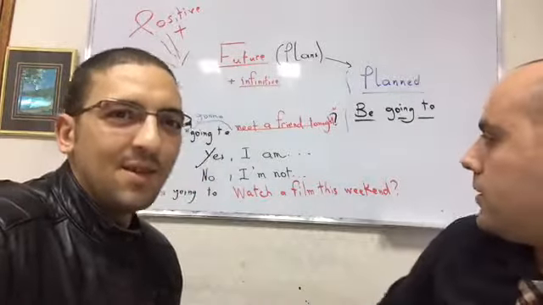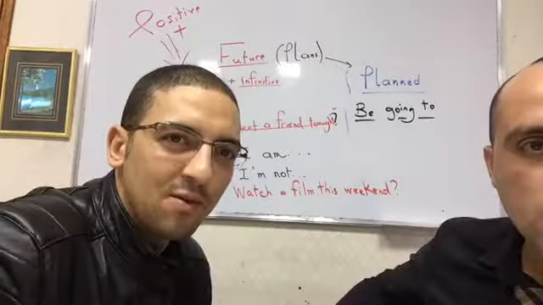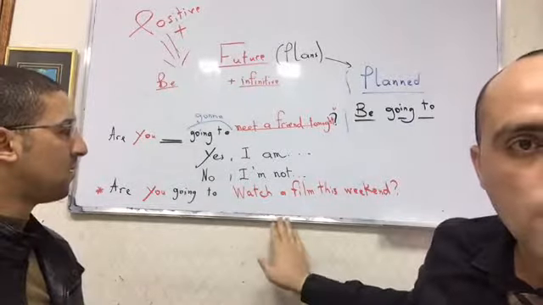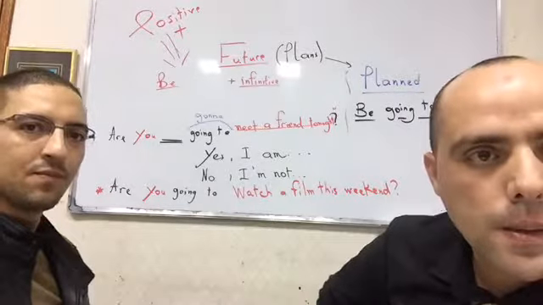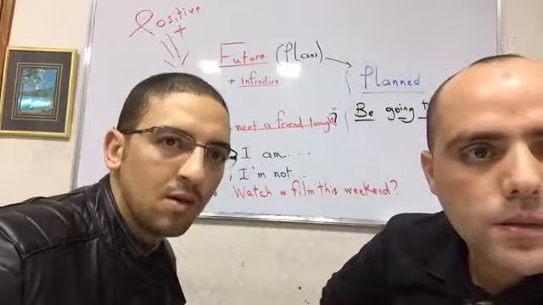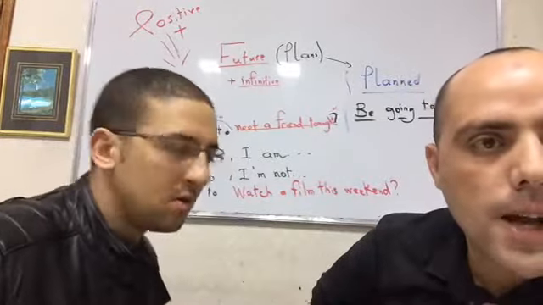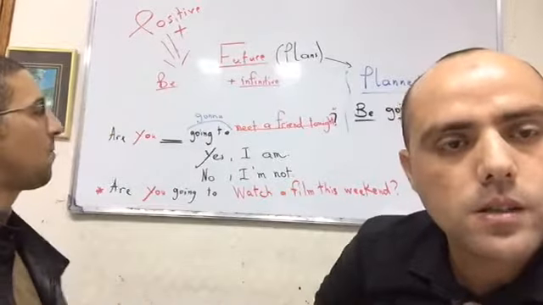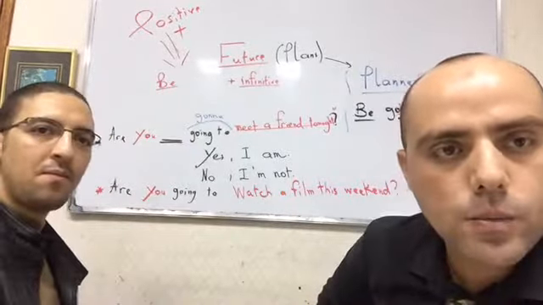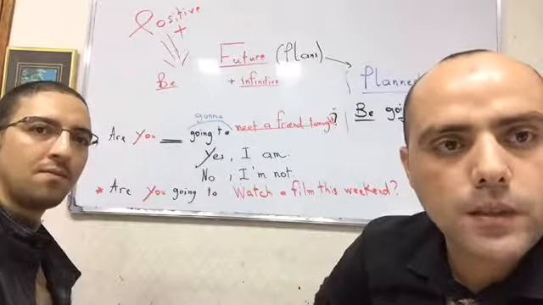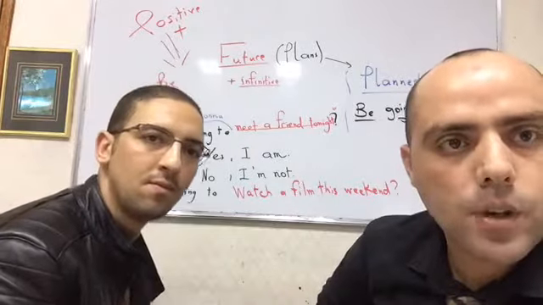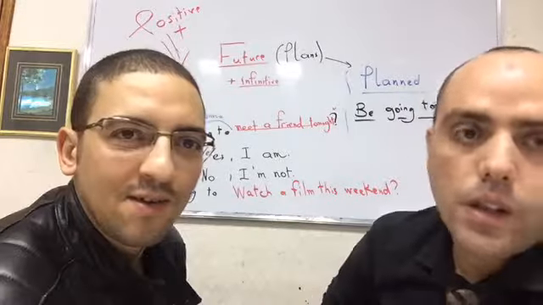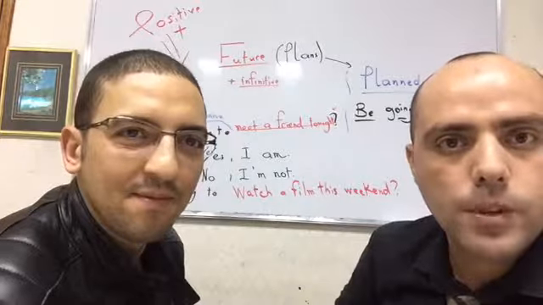We would like you please to answer this question, a yes or no question: are you going to watch a film this weekend? So what are you going to say? Yes, I am. You just say yes, I am, not yes, I'm going to, because that's an incomplete answer. You should either say yes, I am and stop, which is a short answer, or give me a full, complete, long one, for example, yes, I'm going to watch a film this weekend.